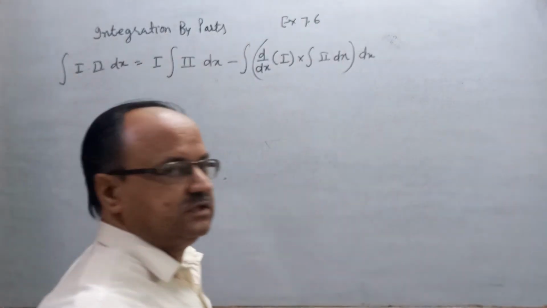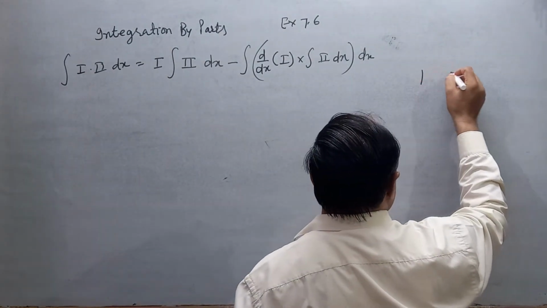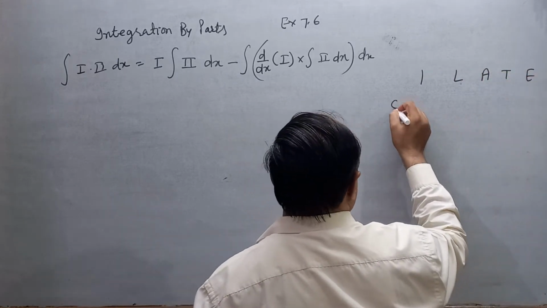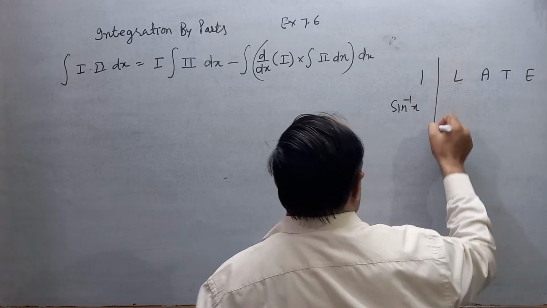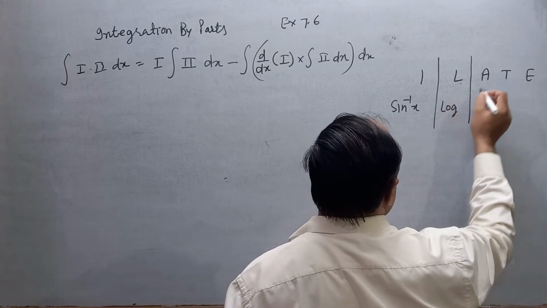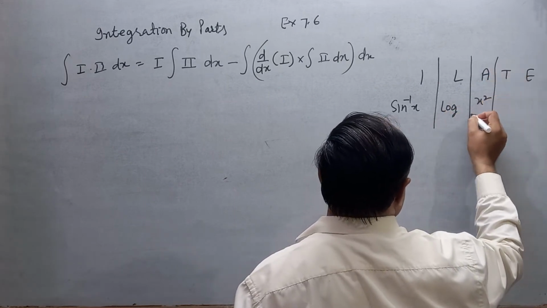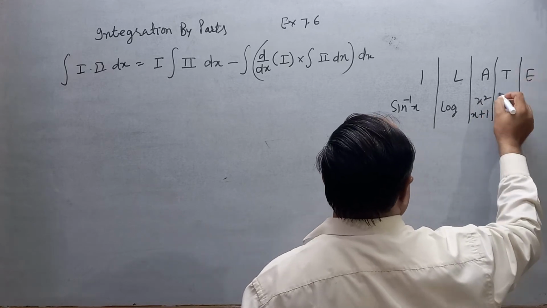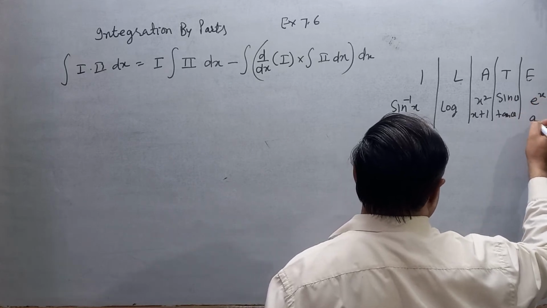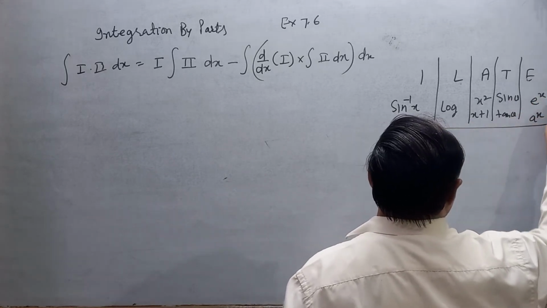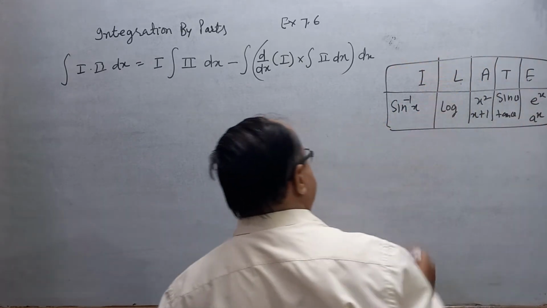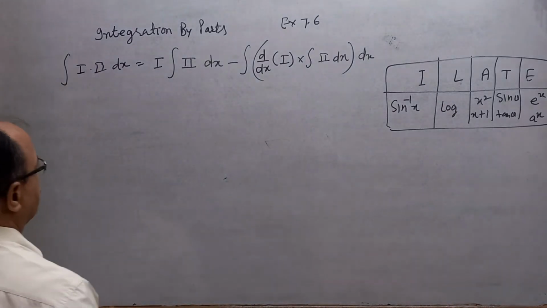And first and second function, how can we use it? Using ILATE: I, L, A, T, E. I means inverse function. L means log. A is algebraic, like x square, x plus 1. T is trigonometric: sine, cos, tan, sec. E is exponential function. According to this, choose first and second. Clear?